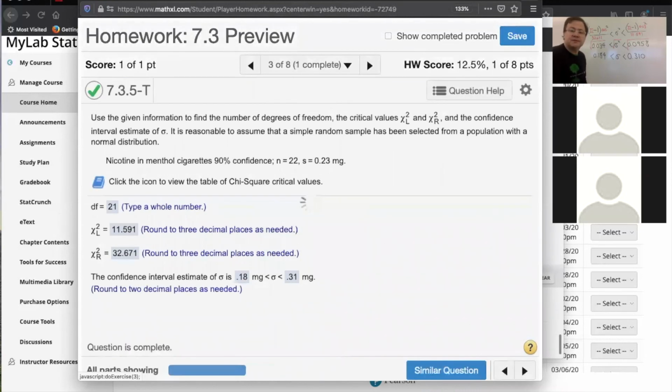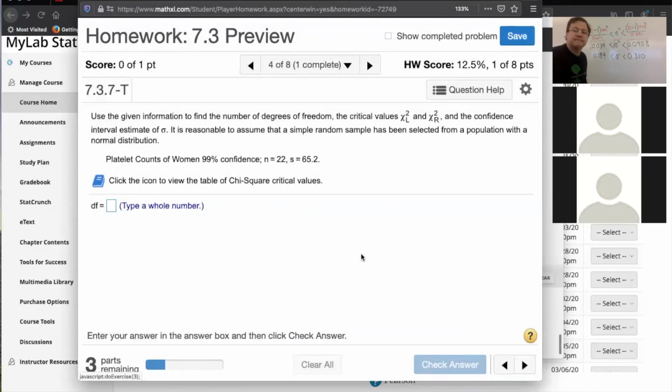Is that enough for that one? Yeah. Okay. Cool. Looks like the other ones are pretty similar. So if I am able to do that one, I'll be able to do the rest. Good.